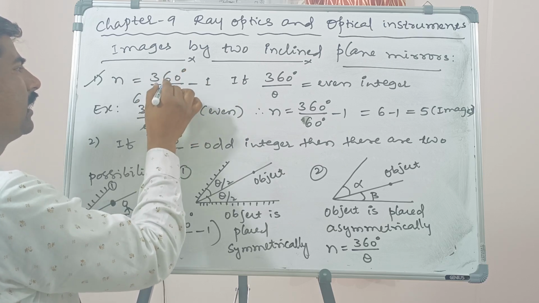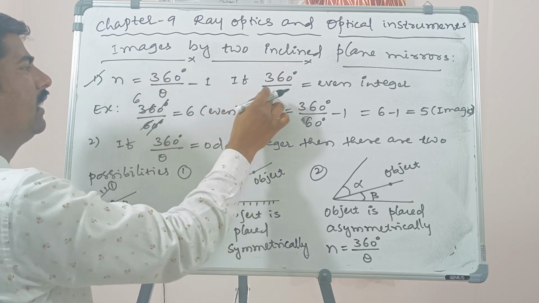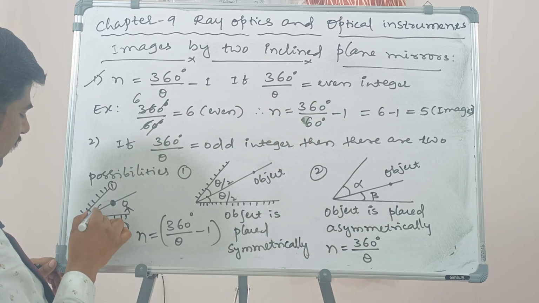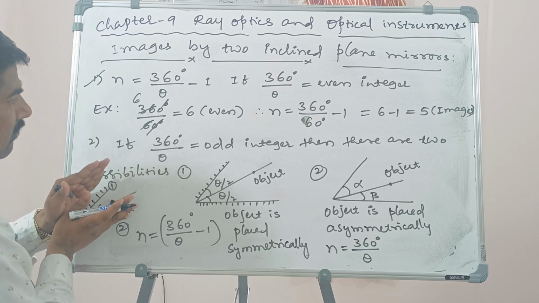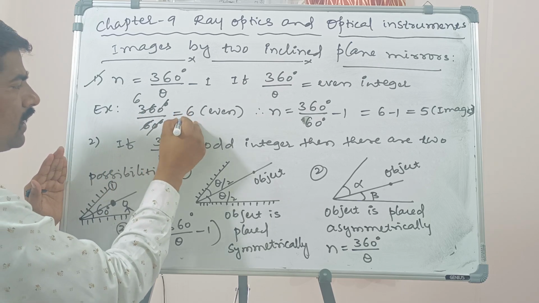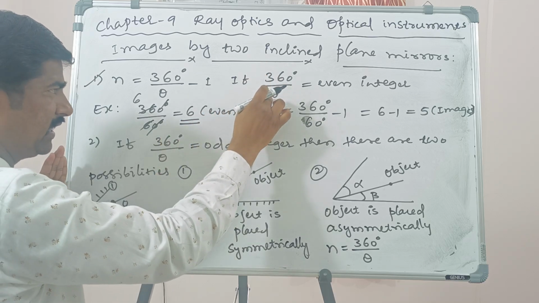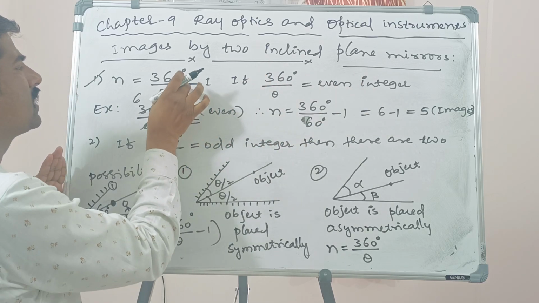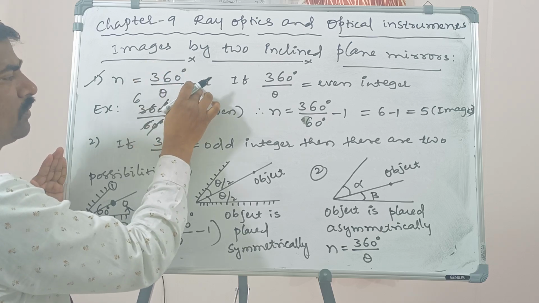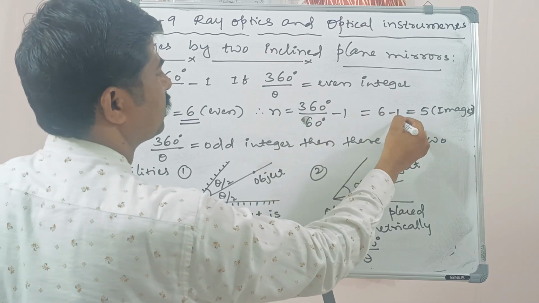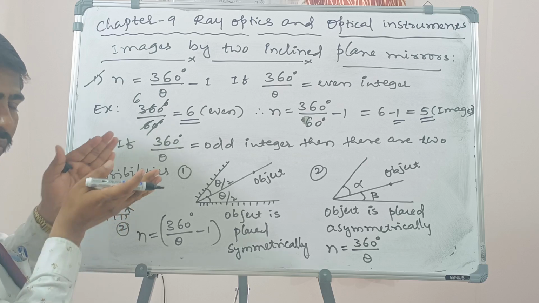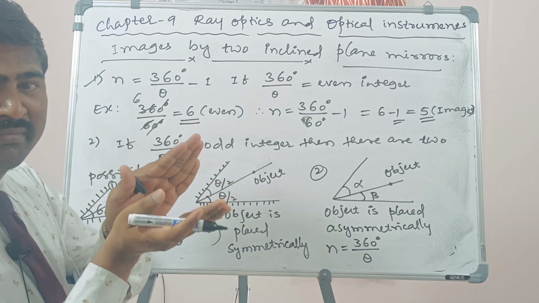In this case, if you take 360 degrees divided by theta and get an even integer, for example, your mirrors are inclined at 60 degrees. If two mirrors are inclined at 60 degrees, 360 degrees divided by 60 degrees gives 6, which is even. If 360 degrees divided by theta is an even integer, then we use this formula: 360 degrees divided by theta minus 1. That means 6 minus 1, so 5 multiple images are formed here. When two mirrors are inclined at 60 degrees, how many images are formed?